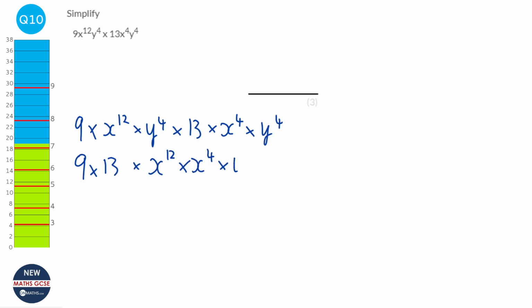And I'm going to put the y's together. So, first thing to do is 9 times 13, which is just 117. Then we've got x to the power of 12 times x to the power 4. Now we know when we multiply two powers of the same base, and the base is x on both of those, we just add the powers. So it's 12 plus 4, which is 16. So it'll be x to the power of 16.